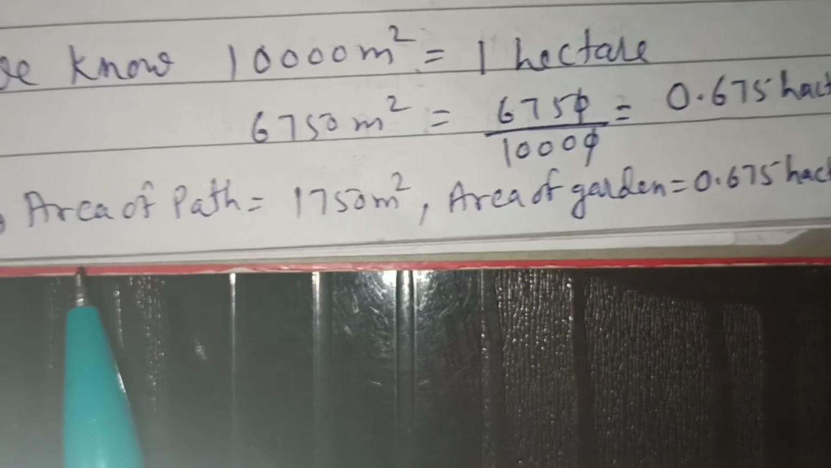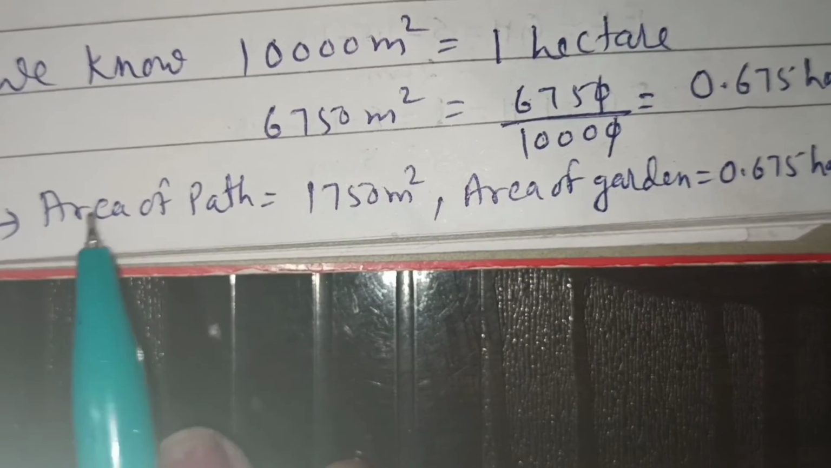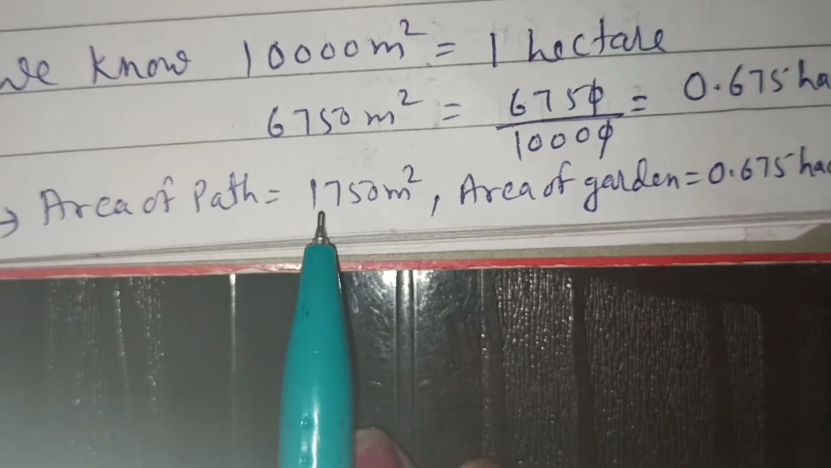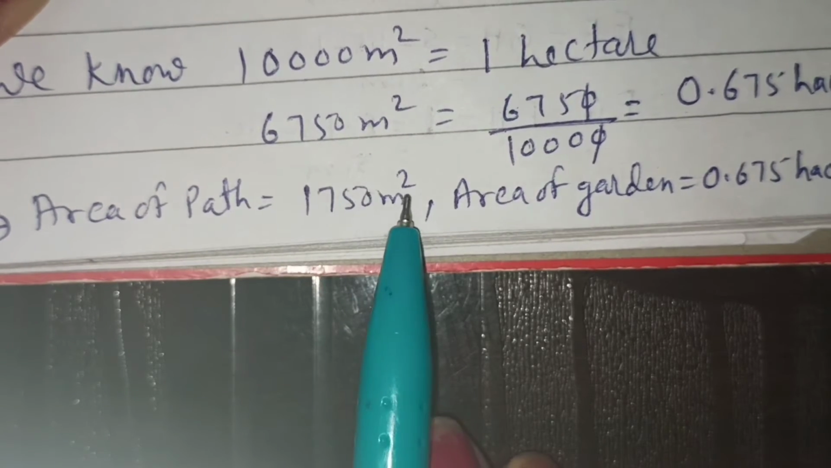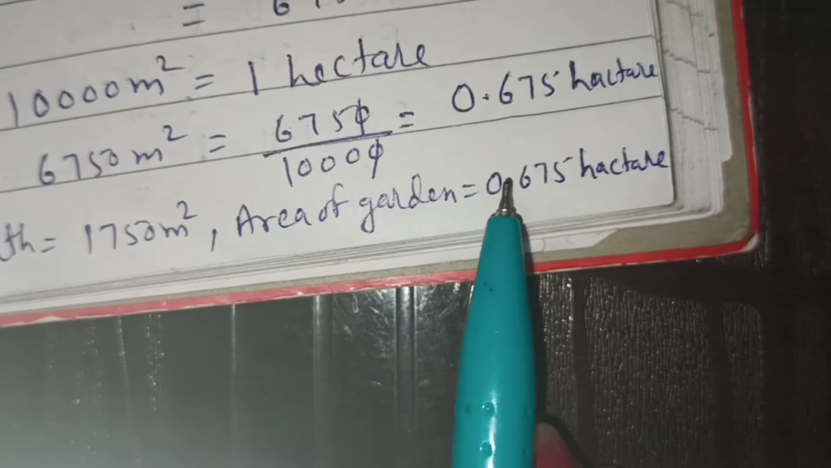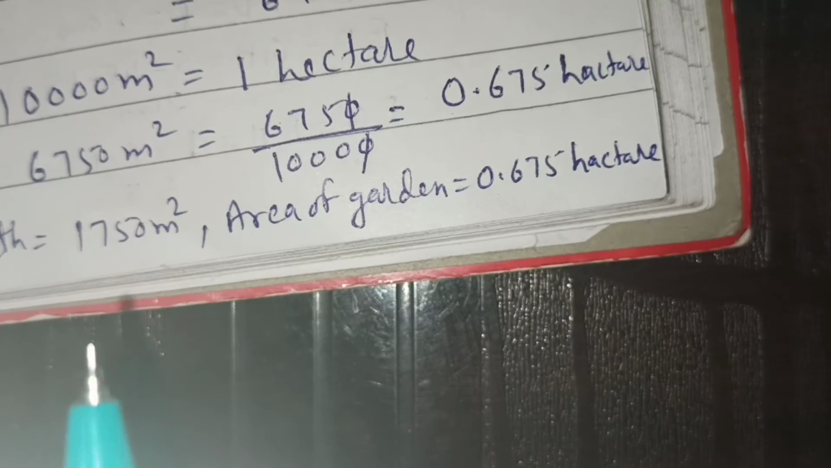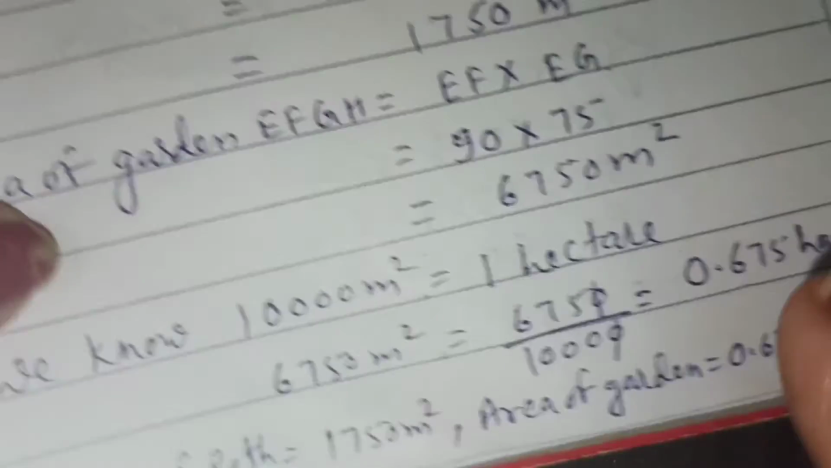So at last you write the answer with unit. Area of path is equal to 1750 meter square, and area of garden is 0.675 hectare. So do like this. And now come to question number 2.